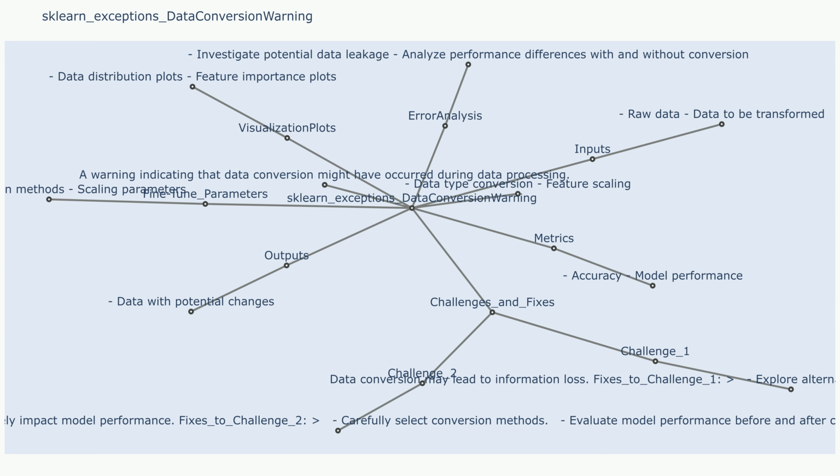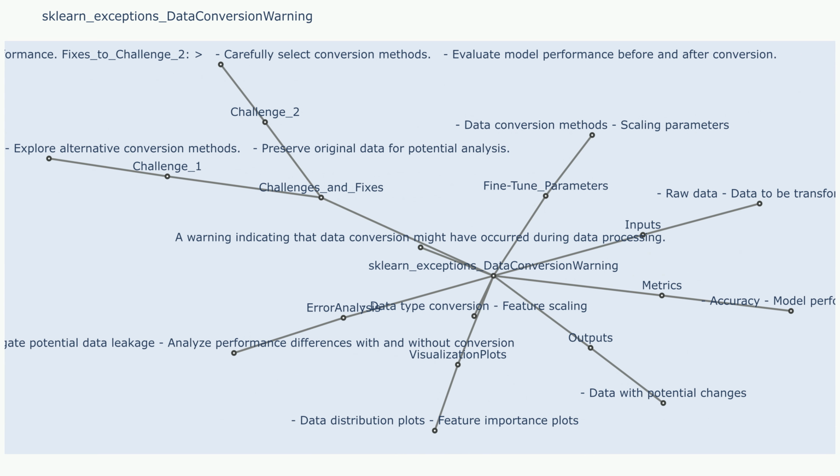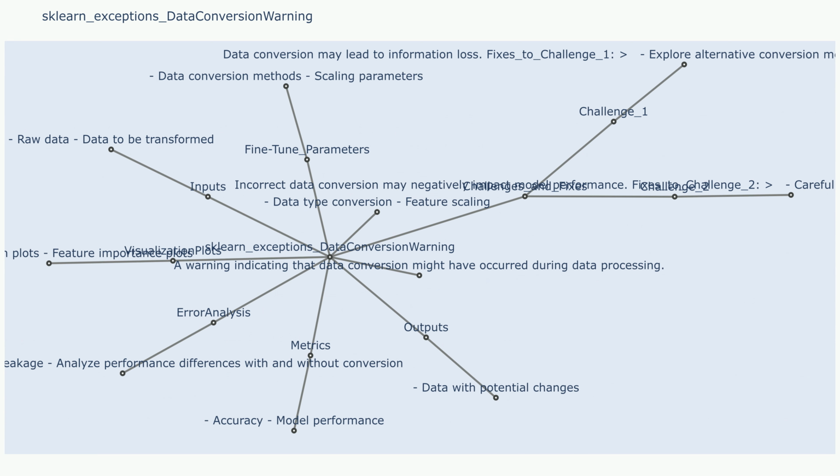Challenge 1. Data loss during conversion. Converting data to a different type might lead to loss of information, especially when converting from strings to numbers. Sample use case that resulted in challenge 1: converting categorical features, e.g. small, medium, large to numerical values, e.g. 1, 2, 3. Fixes to challenge 1: use one-hot encoding to convert categorical features into binary vectors.